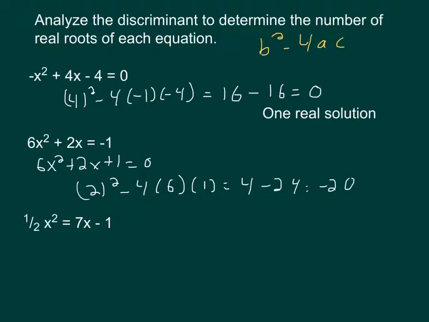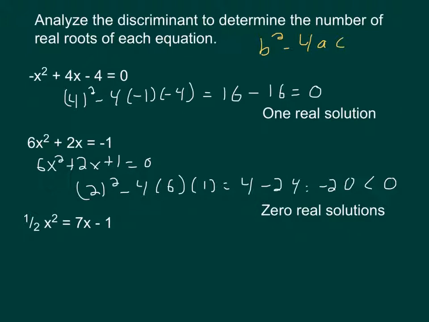Now the fact that it's negative 20 is not specifically what matters. What matters is that it's negative. This is less than 0. And when that's the case, I know that I must have 0 real solutions. I don't have a single one. I'd have no x-intercepts if I were to graph that parabola, but I'd have no real solutions here. My two solutions would be imaginary.